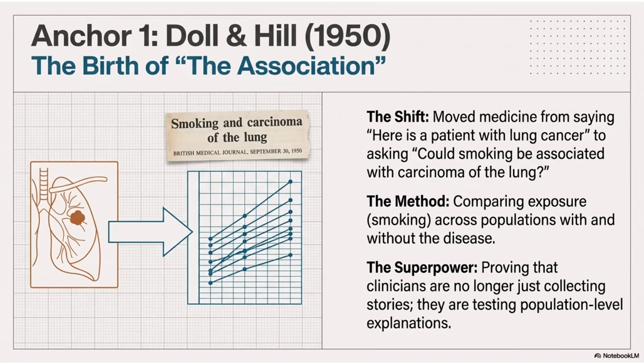I think that Dahl and Hill gave medicine one of its most powerful sentences: that disease may not be random. Disease may be patterned. And if disease is patterned, we can study the pattern. That was the birth of the association. I strongly recommend that everybody read this paper. I'm going to put the link to the paper in the description box, but I think it's one of the most revolutionary papers in the history of modern medicine.